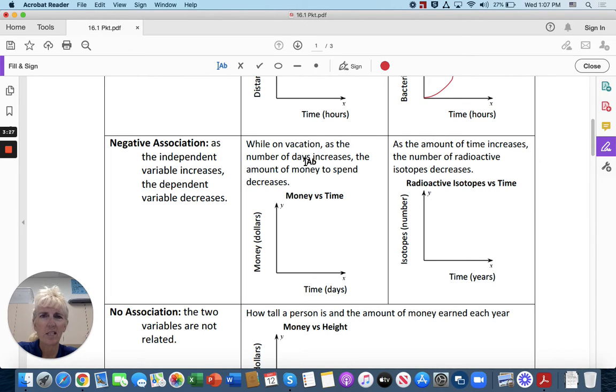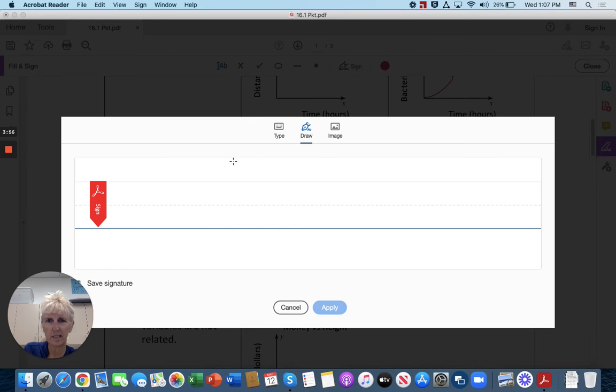While on vacation, as the number of days increases, the amount of money spent decreases. So that would be a diagonal line this way. And then over here, as the amount of time increases, the number of radioactive isotopes decreases. You may or may not have talked about that in science, and I'll show you a little bit of what it should look like. Hopefully you can kind of see it should look something like this.